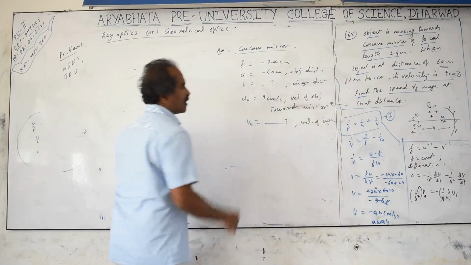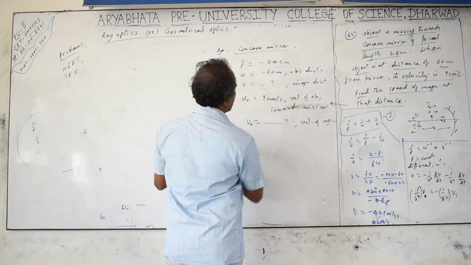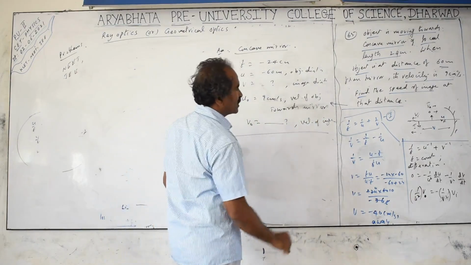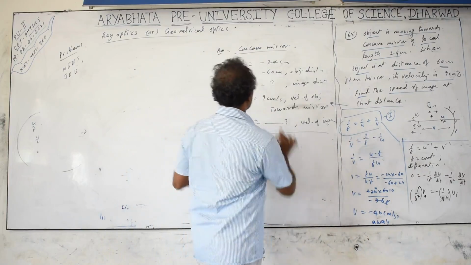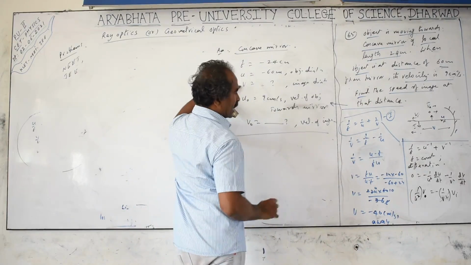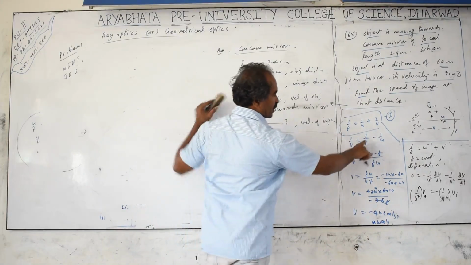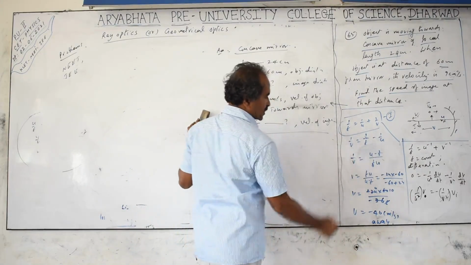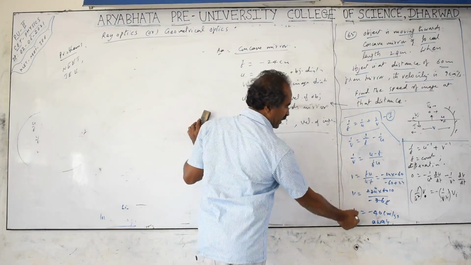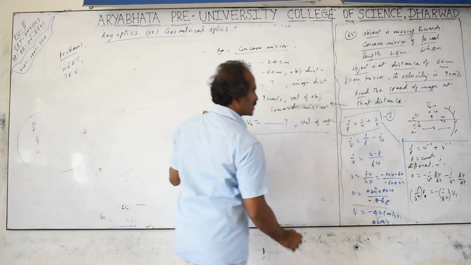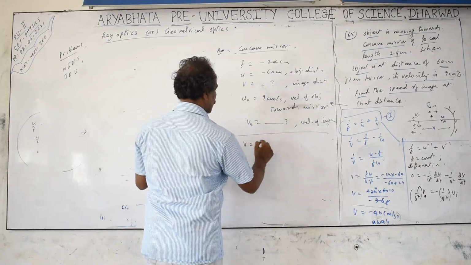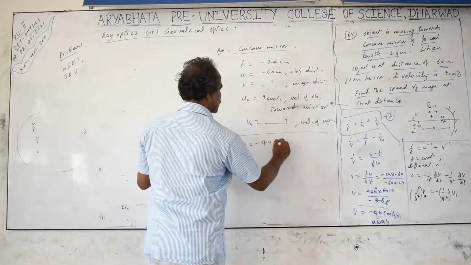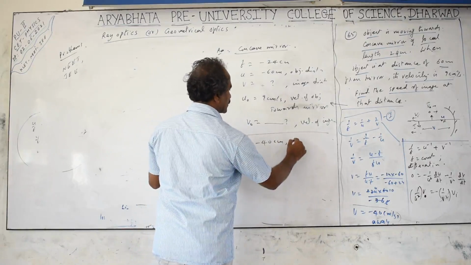Actually, it will be going in the opposite direction, so you have to get a negative. First, you have to find the image distance, since the object distance is given. V we have to find out. Using 1 by f equals 1 by u plus 1 by v and substituting, you will get V equal to minus 40 centimeters. This is the image distance.